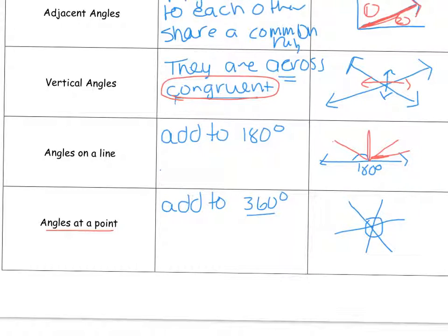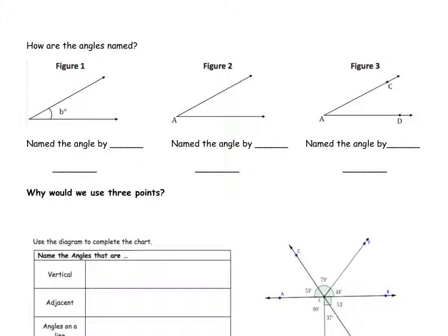So before that, I also want to talk to you about naming angles, because there are different ways that any given angle might be named. The one that I like the most is figure 2. It's named by a point, or the vertex. So the vertex is named A, so this figure would have angle A as its name.